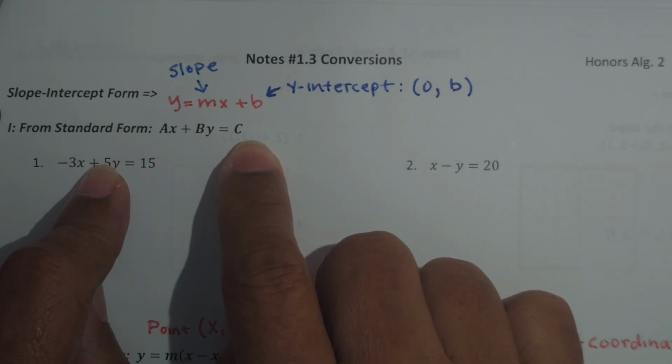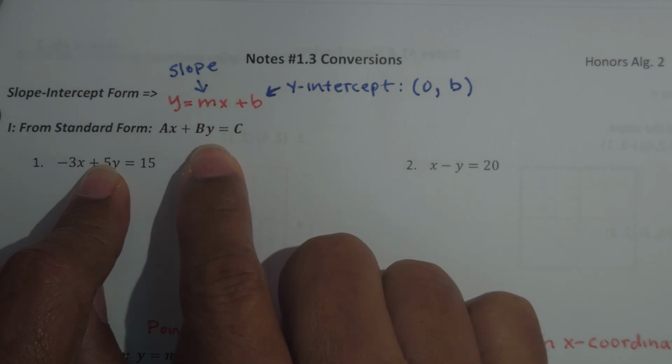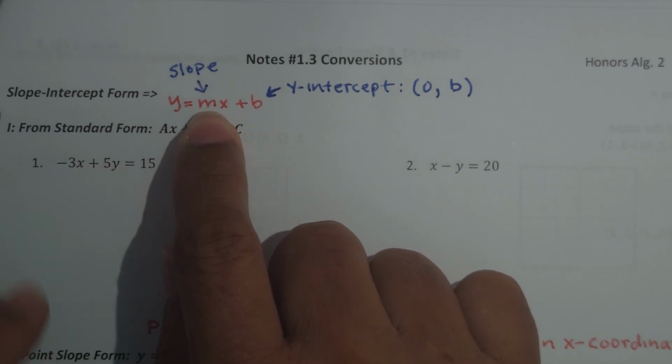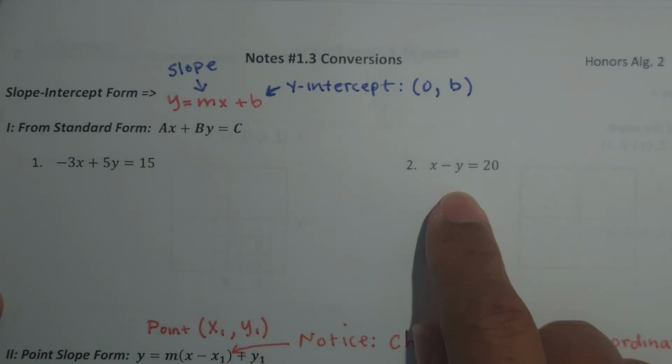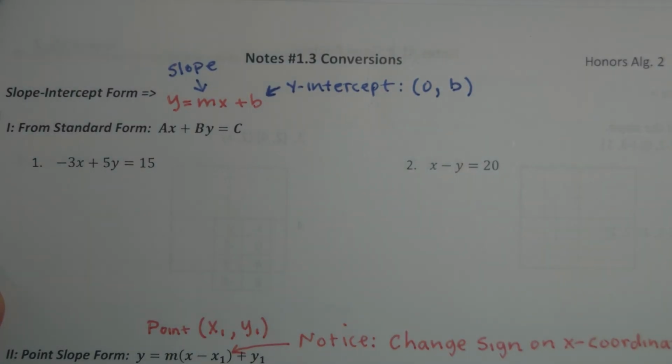So what we're going to do is convert from standard form to slope-intercept form. I'm going to do the first example in this video, and then we'll do the second example in class. So with that said, let's go ahead and get started.